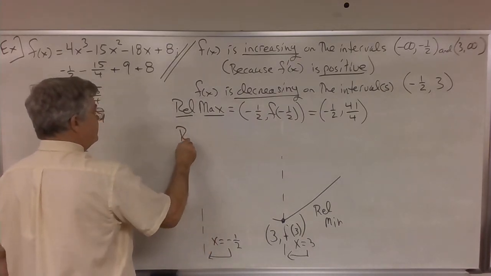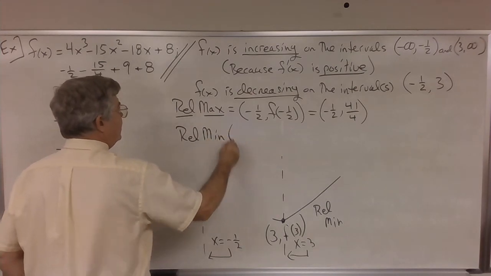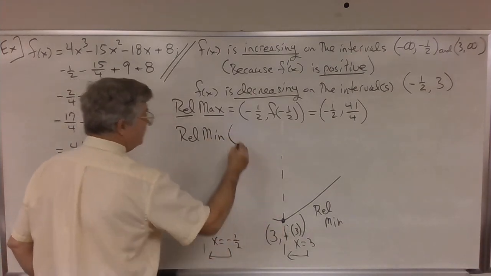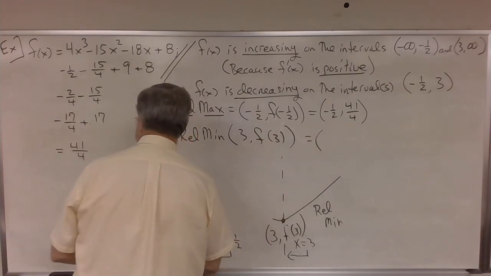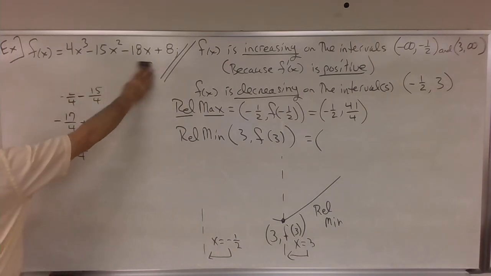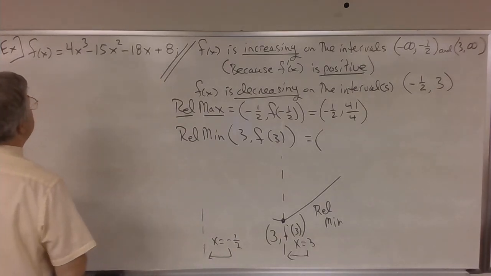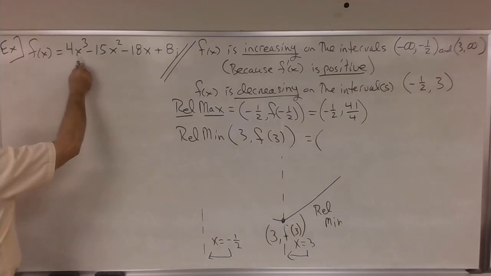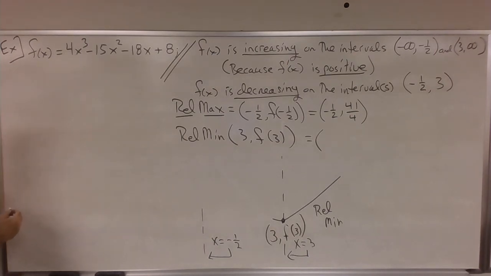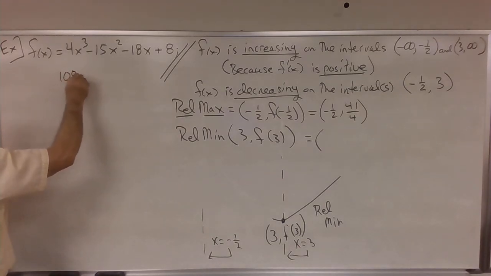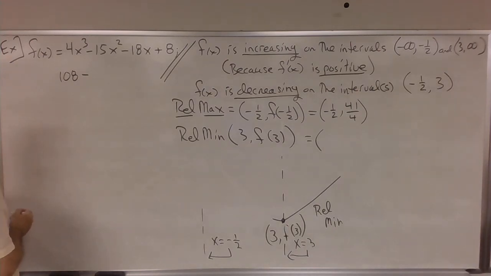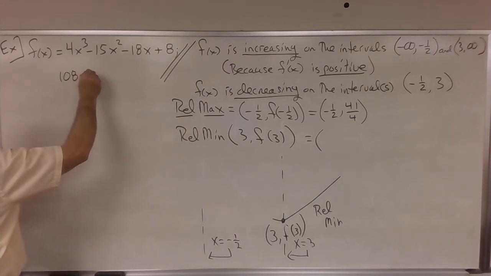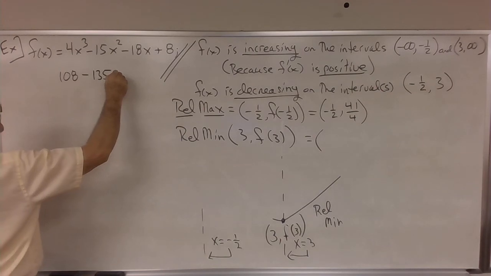And relative min. That's 3, f of 3. And I'm obligated to compute that y value also. So 3 cubed is 27 times 4 is 108. 3 squared is 9 times 15. Good golly, what is that? 135 maybe? Let's see, 10 is, yeah, it's 135. Okay.